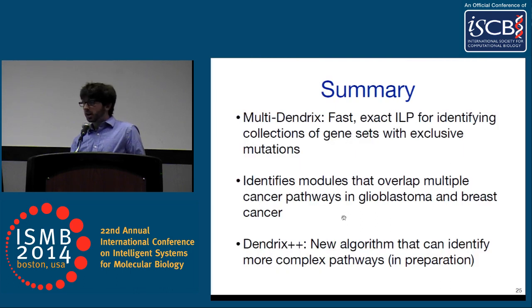So this brings me to the end of my talk. In summary, I presented Multi-Dendrix, a fast, exact ILP for identifying collections of gene sets with exclusive mutations. I showed how it identifies modules that overlap multiple cancer pathways in glioblastoma and breast cancer. And I presented Dendrix++, a new algorithm that can identify more complex pathways.